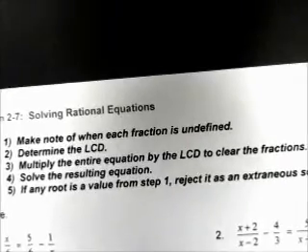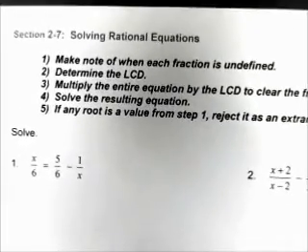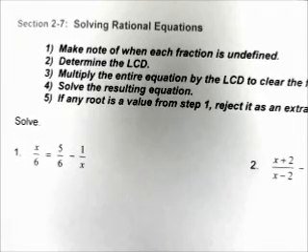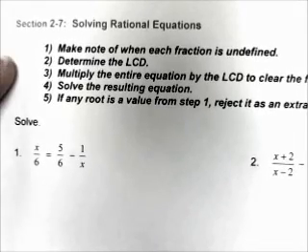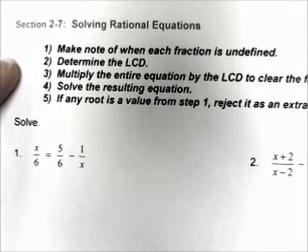Today we're on page 8 of the Chapter 2 Notes packet, Section 2.7, Solving Rational Equations. Steps we're following to solve rational equations. First thing, you're going to make note of when each fraction is undefined. Determine the least common denominator. Multiply the entire equation by the least common denominator to clear fractions. Solve the resulting equation. If any root is a value from step 1, reject it as an extraneous solution.